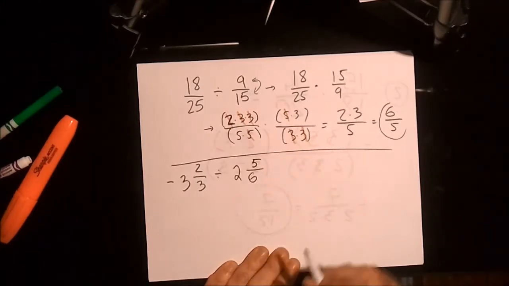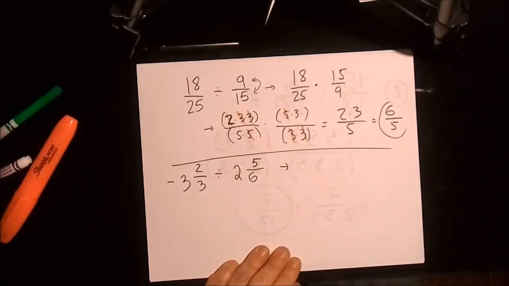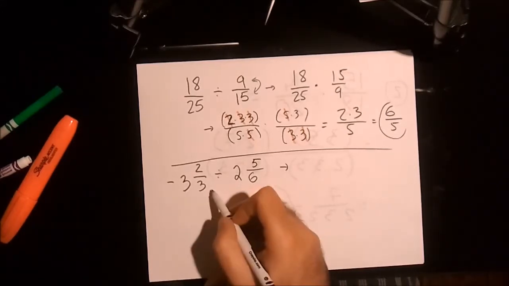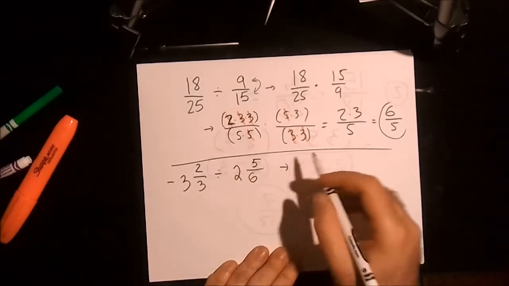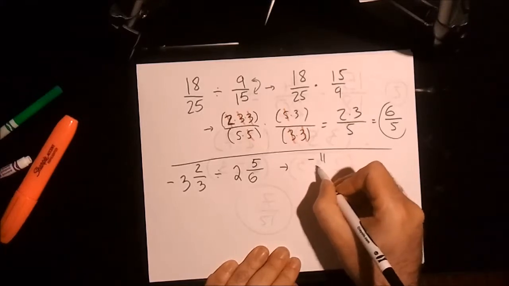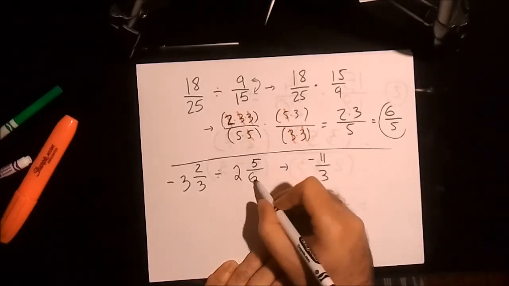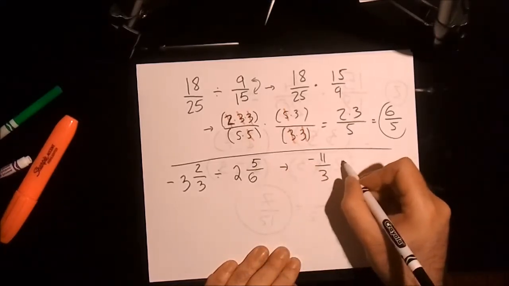2 and 5 over 6. My first step here is to convert my mixed numbers into non-mixed numbers. And I'm going to do that. 3 times 3 is 9. 9 plus 2 is 11, so negative 11 over 3. 2 times 6 is 12, plus 5 is 17.